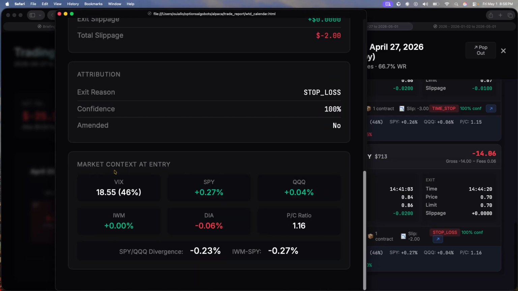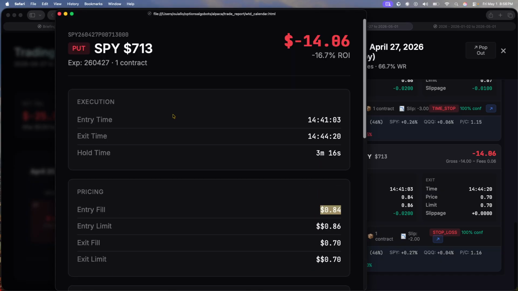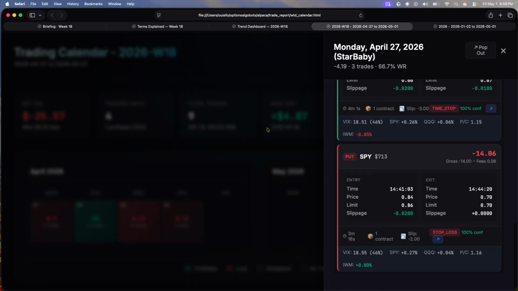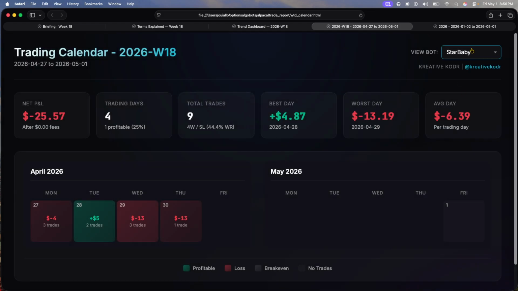And you see, the overall VIX environment was low. SPY was doing its thing. QQQ was still popping. So the fact that we were bearish on this was just kind of wild. But nonetheless, that is Starbaby.